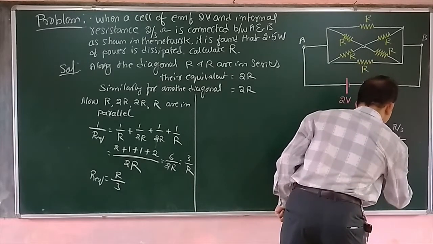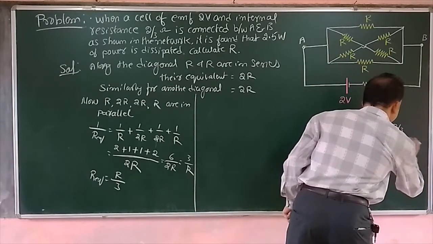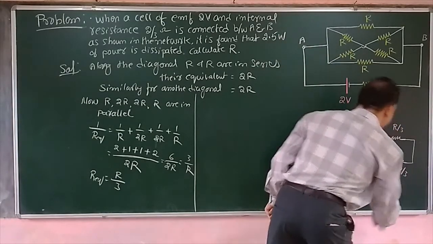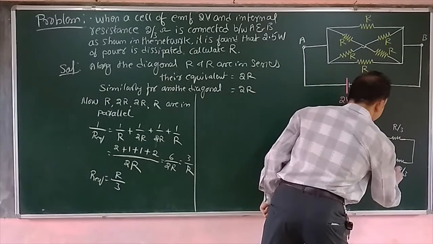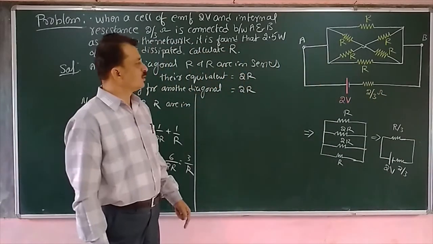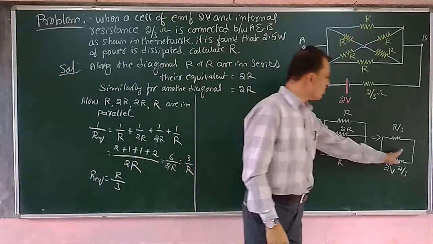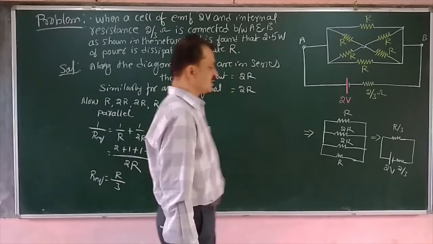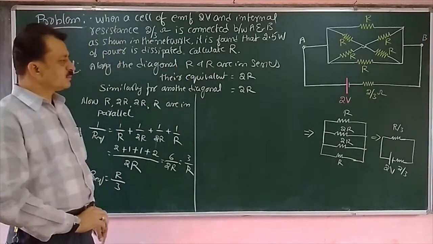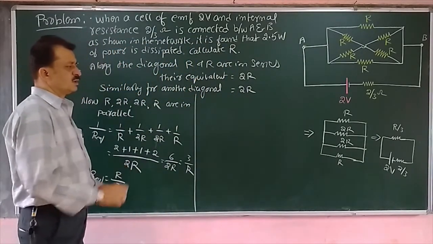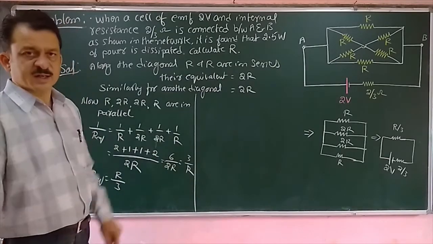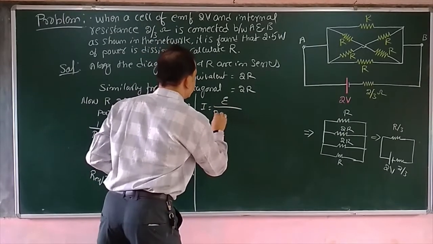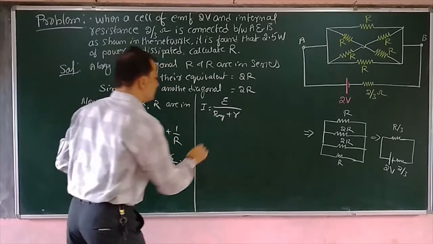It is connected across a battery with an internal resistance that is given 2 by 3. Now it is 2 volts, battery of EMF 2 volts. Now look here, the circuit reduced to this format. Here we are having only the external resistor and the internal resistor. We know how we are going to calculate that current. Current in the circuit I is equal to E divided by R equivalent plus r.